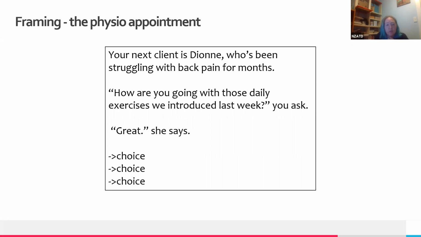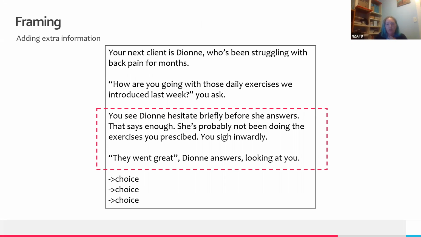So what can we do? We can write a bit more. What I've done here is added a little bit of body language in my description. So I've added a paragraph, and I've put a red box around it so you can see the difference with the previous one. You see Dion hesitate briefly before she answers, and that says enough. She's probably not been doing them, and you sigh.